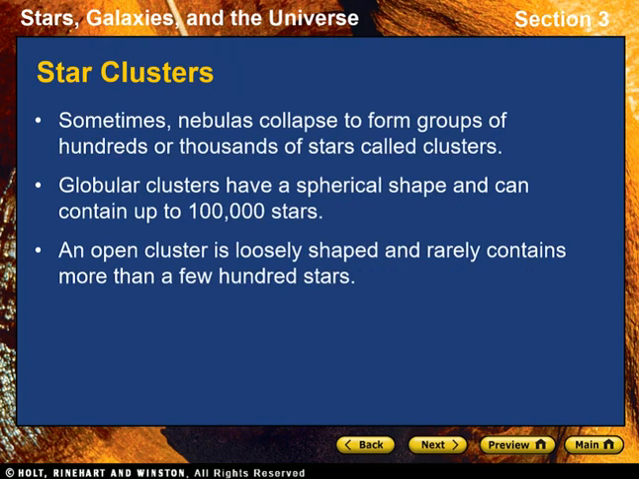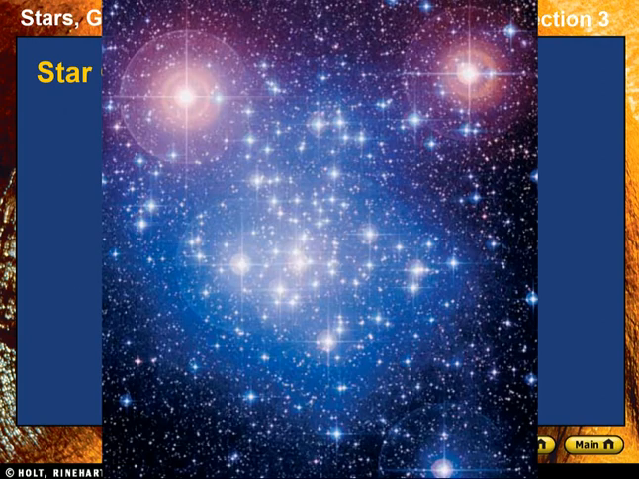Star clusters. Sometimes, nebulas collapse to form groups of hundreds or thousands of stars called clusters. Globular clusters have a spherical shape and contain up to 100,000 stars. An open cluster, such as the one shown in Figure 2 on the screen here, is loosely shaped and rarely contains more than a few hundred stars.